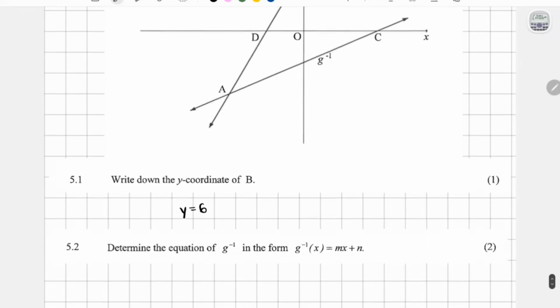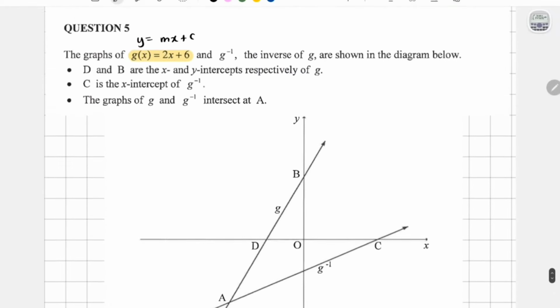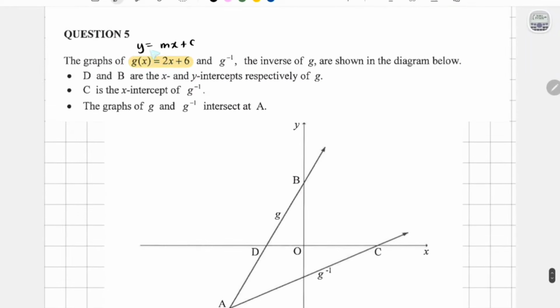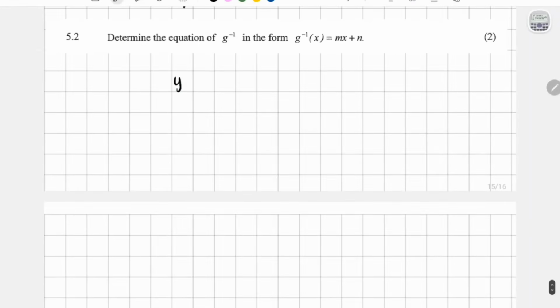Okay, so to find the inverse equation, you're just going to take the original one and we're going to write it as y is equal to 2x plus 6 first of all. Now that we have it in this format, you're going to swap the x and the y value. So in place of y, we're going to put x, and in place of x, we're going to put y. So x = 2y + 6. Then you're going to try and make y the subject.